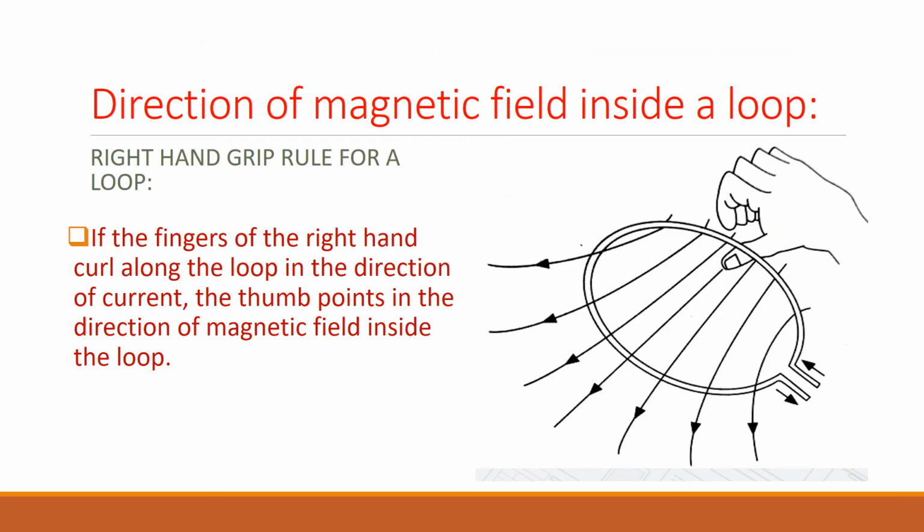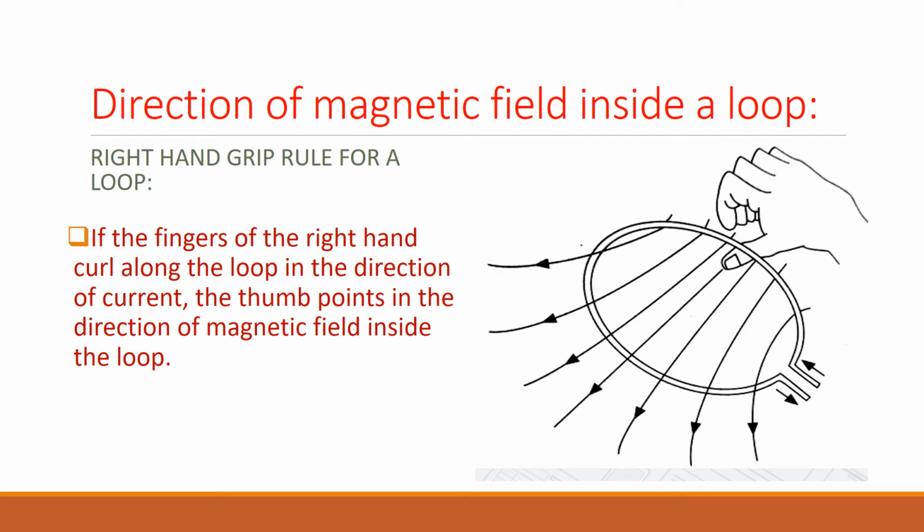Direction of magnetic fields inside a loop. Right hand grip rule for a loop. This is the second version of stating right hand grip rule for a loop. If the fingers of the right hand curl along the loop in the direction of current, the thumb points in the direction of magnetic field inside the loop. Fingers curl around the loop in the direction of current. Then the thumb points the direction of magnetic field inside the loop.